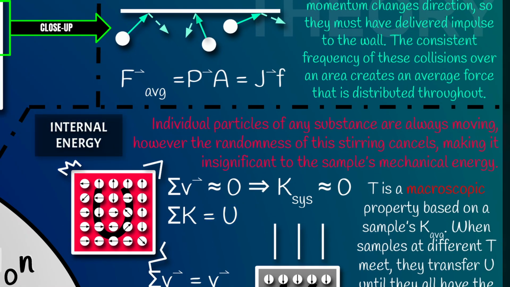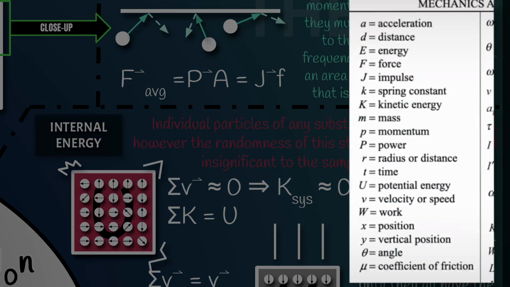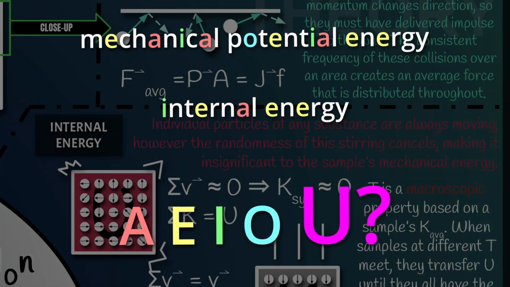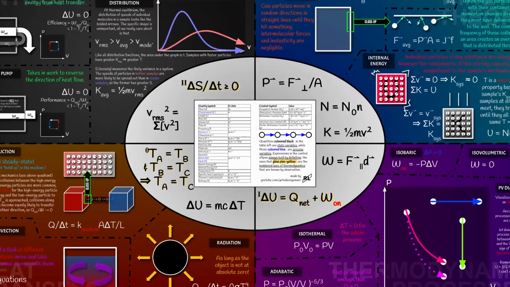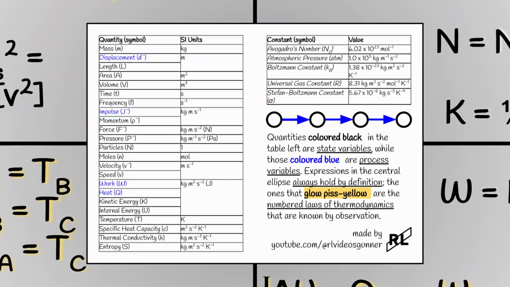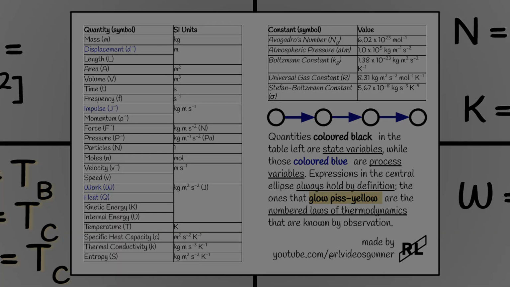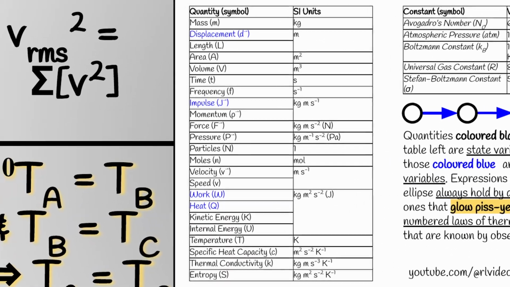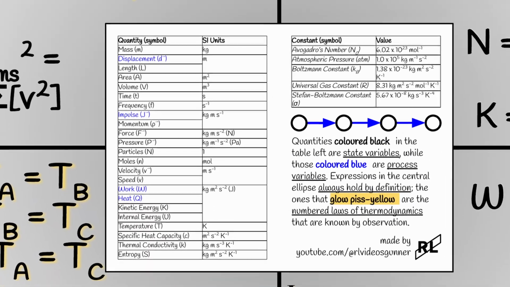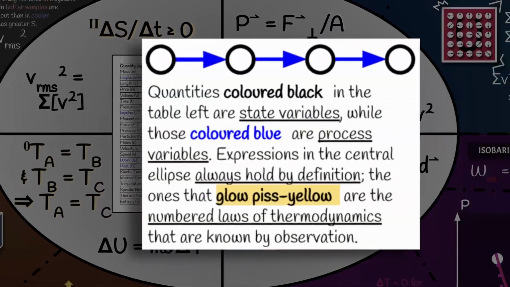Symbol U, not to be confused with mechanical potential energy, which is also U, even though neither phrase has a U in it. Anyways, now is a good time to talk about the structure of this chart. In the central rectangle, we have all the variables and constants in this unit, as well as their units, and whether they are vectors or scalars. More information about this section, as well as the ellipse just outside, can be found in this wall of text.